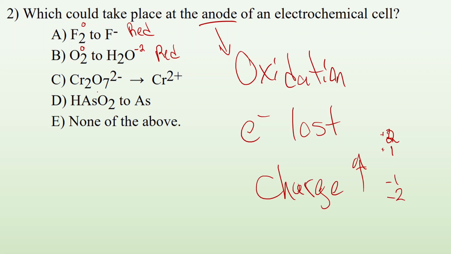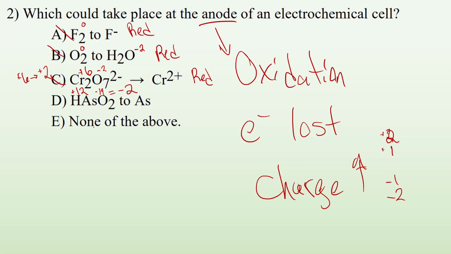Well, let's take a look. Cr2O7 2-. So I'm going to have to figure out the charge on the chromium. I know each oxygen's -2, and there's 7 of them, so I have a -14. Overall, I have a -2, so there must be a +12 charge from the 2 Crs, which tells me I have a +6 charge on each of them. I go from a +6 to a +2, which means my charge was reduced. So it's not going to be that option either.